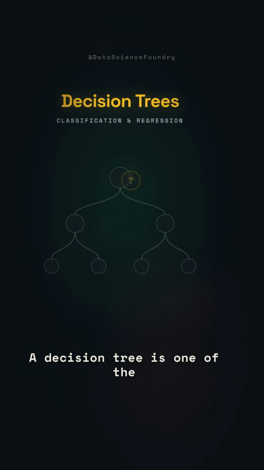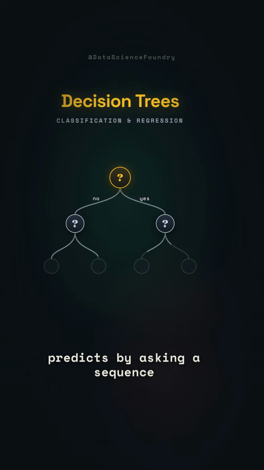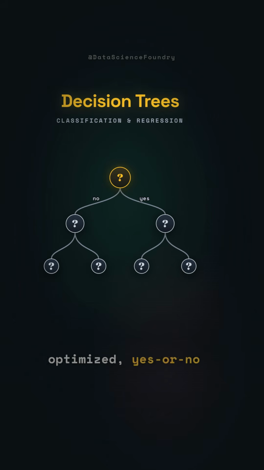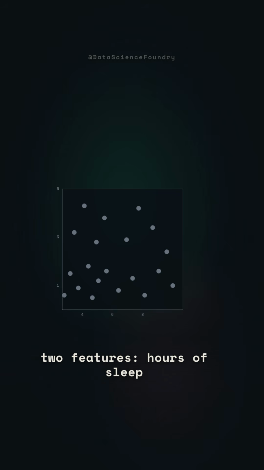A decision tree is one of the simplest, most useful models in machine learning. Instead of fitting one complicated equation, it predicts by asking a sequence of simple but cleverly optimized yes or no questions. Let's see how. Here's every day this month described by two features: hours of sleep and cups of coffee.